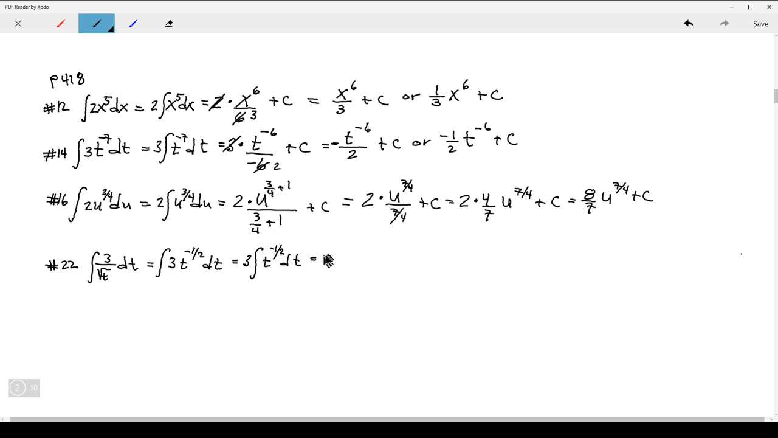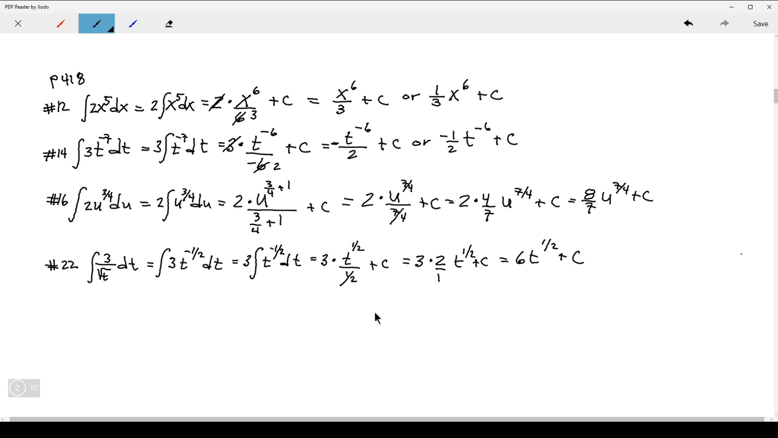Now I apply the power rule here. So I've got 3 times, I add 1 to negative 1/2, and when I add 1 to negative 1/2, I get positive 1/2. So this is t to the 1/2 divided by 1/2 plus c. So this is going to be 3 times, I invert this one and bring it up, so that's 2 over 1, t to the 1/2 plus c. And then I can multiply this, so this is 6 t to the 1/2 plus c.